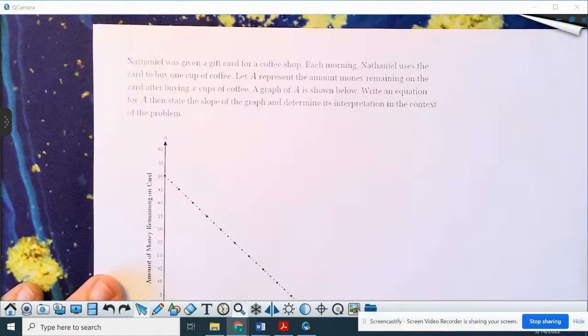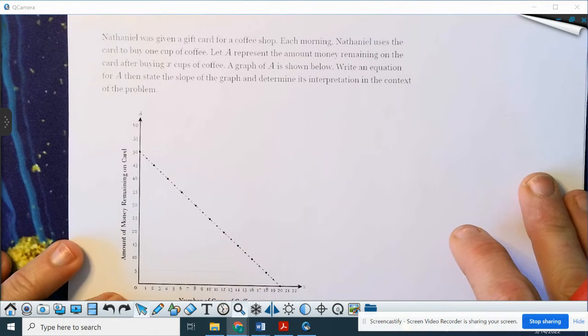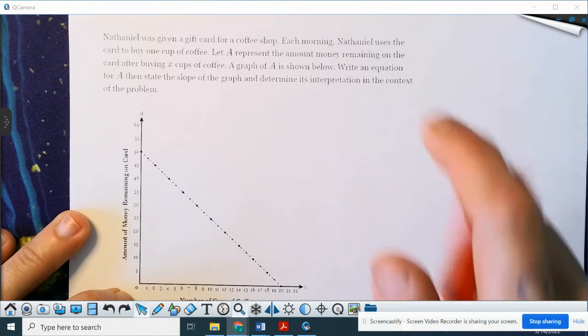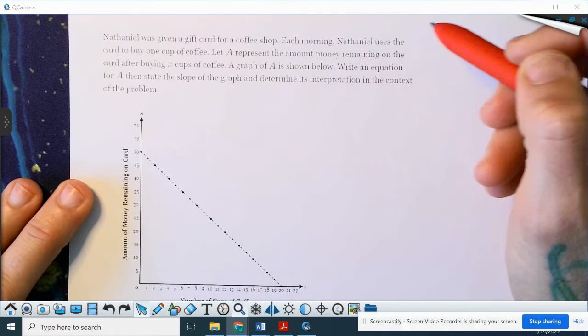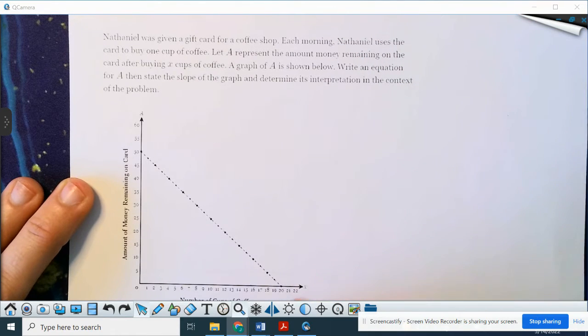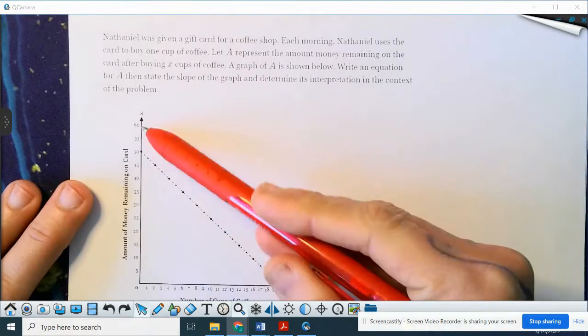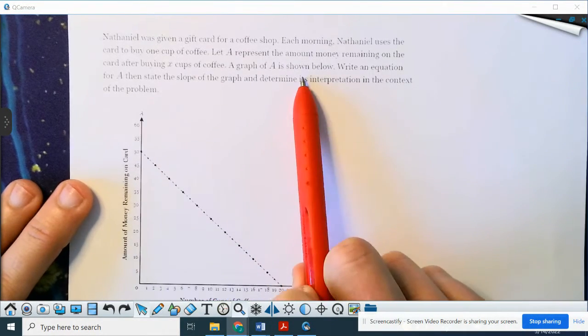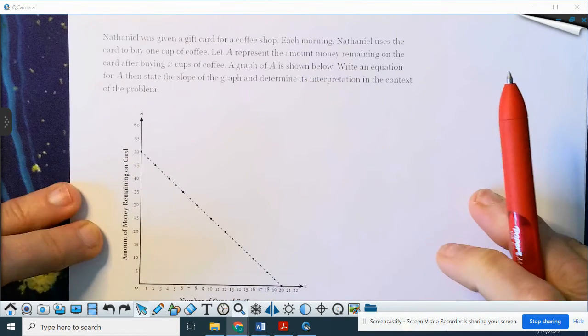So this is your open-ended. Nathaniel was given a gift card for a coffee shop. Each morning, Nathaniel uses the card to buy 1 cup of coffee. Let A represent the amount of money remaining on the card after buying X cups of coffee. So number of cups of coffee is our X, and A is our Y value, amount of money. A graph of A is shown below. Write an equation for A, then state the slope of the graph and determine its interpretation.